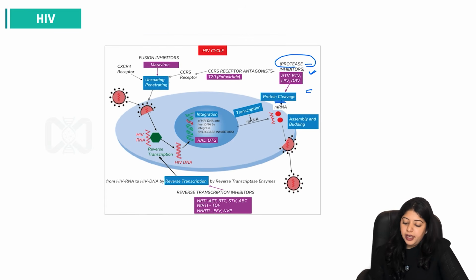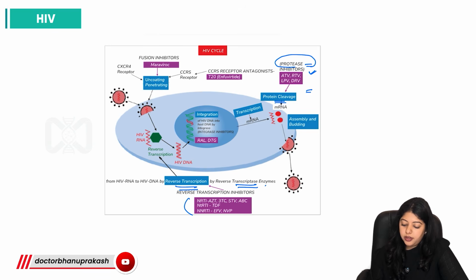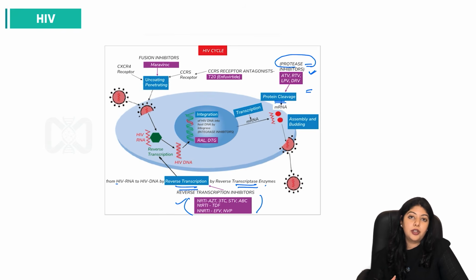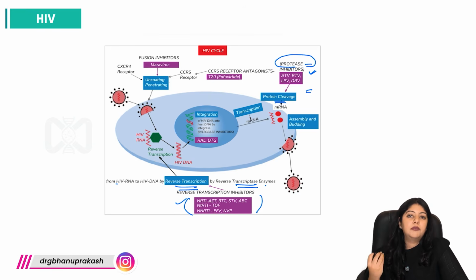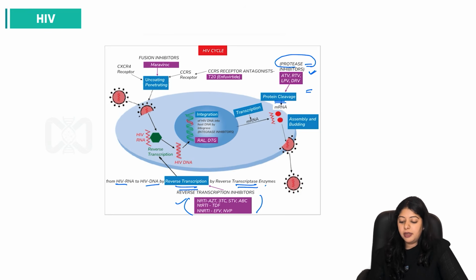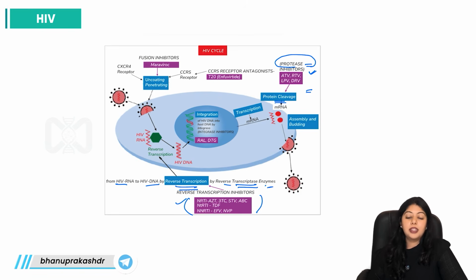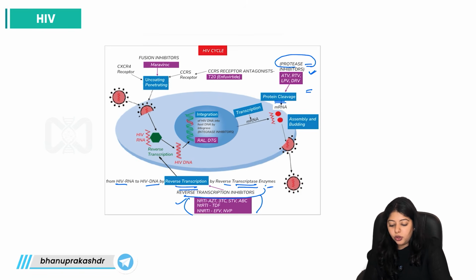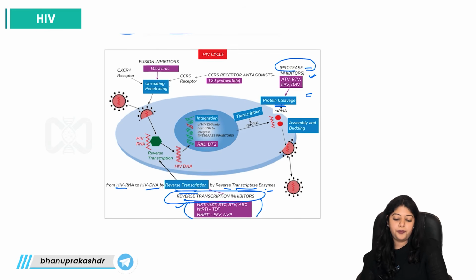Then we have reverse transcriptase inhibitors, right? We have already discussed that we have many categories: nucleoside reverse transcriptase inhibitors and non-nucleoside reverse transcriptase inhibitors. So what are these doing? They are preventing transcription. DNA is synthesized from the viral RNA, and they stop this DNA synthesis. So from HIV RNA to HIV DNA by reverse transcription, by the reverse transcriptase enzyme. This is the role of reverse transcriptase inhibitors.